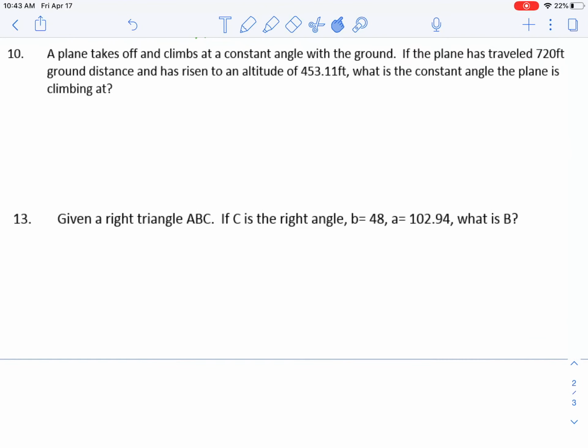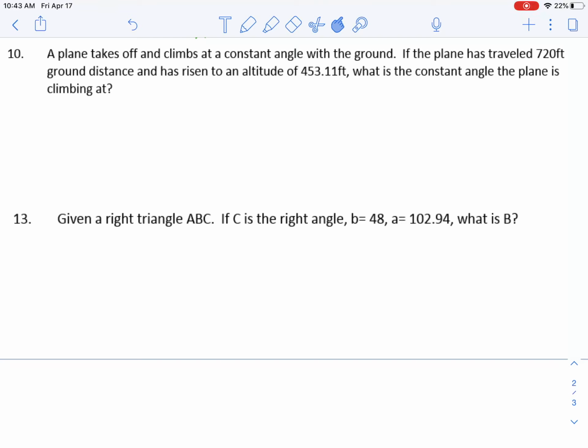All right, let's take a look at number 10. A plane takes off and climbs at a constant angle with the ground. If the plane has traveled 720 feet ground distance and has risen to an altitude of 453.11 feet, what is the constant angle the plane is climbing at?